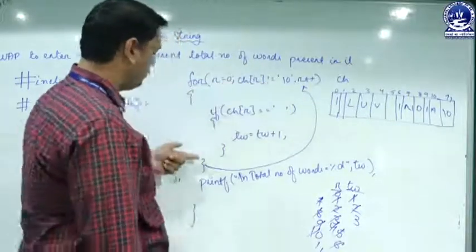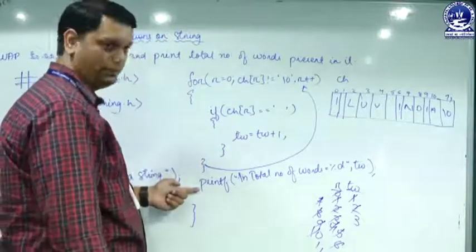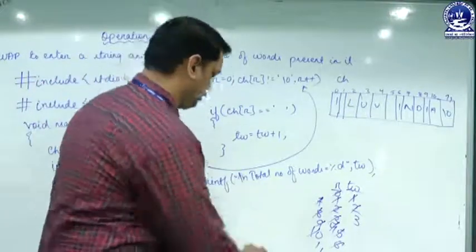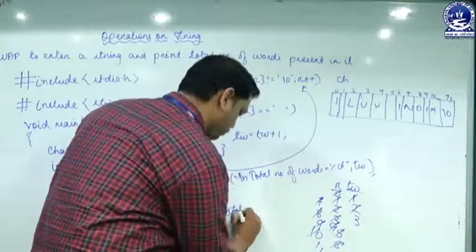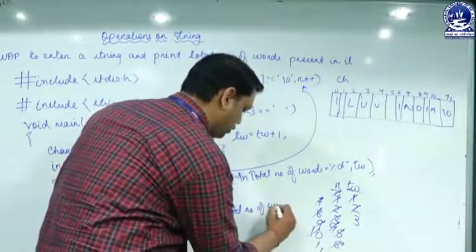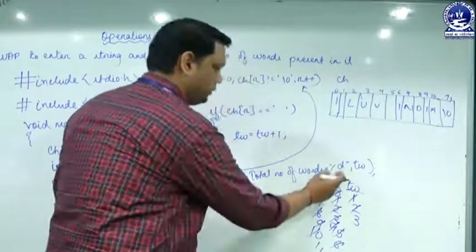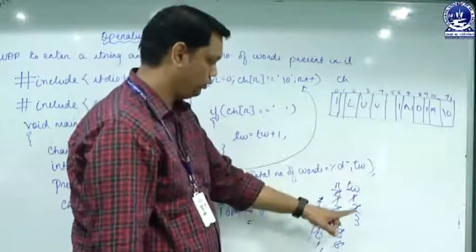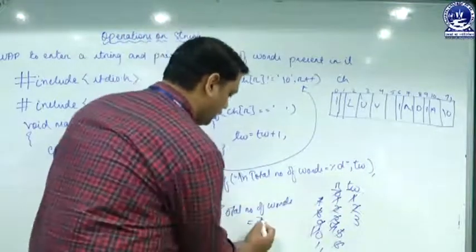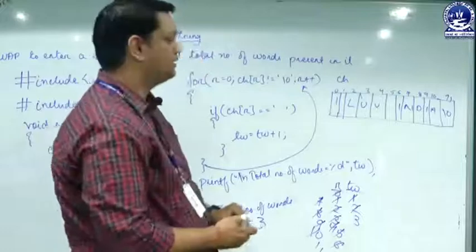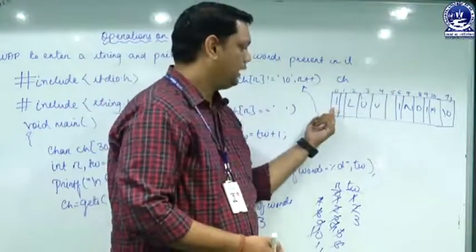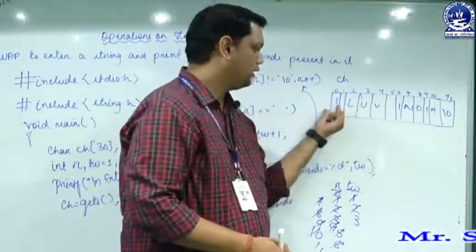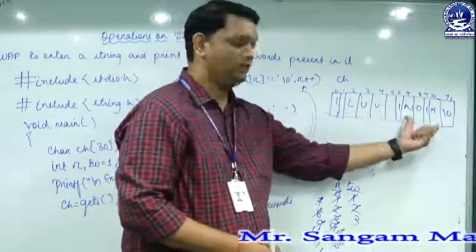So it will come out of the for loop and again it will come over here. Now it will print total number of words equal to, and in place of %d it will print TW. So what is the value of TW over here? 3. So you can see from this that I have written I love India. So there are 3 words: I, love and India.